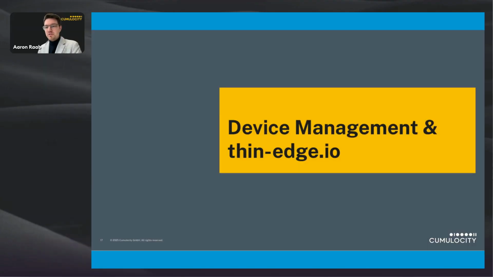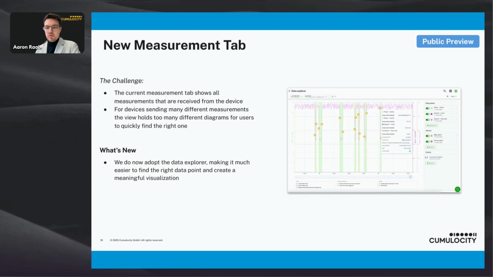I will directly continue with the device management part, what new innovations and improvements we have to share here. First of it will be the new measurement tab, which I've already talked about last time. It's now in public preview. So the measurement tab actually already exists for a while. The purpose is to investigate which data points are being sent by the device to see whether everything you expect is actually coming in, or if you want to investigate a specific data point.